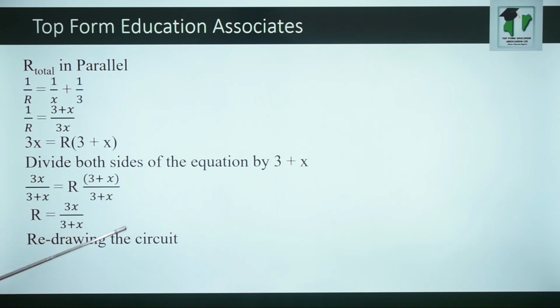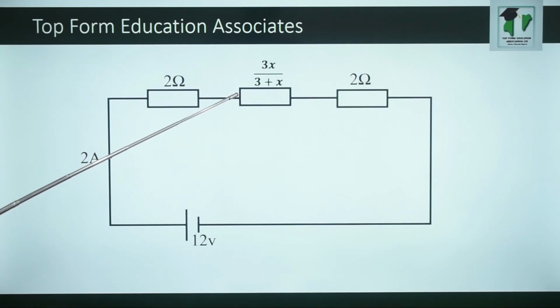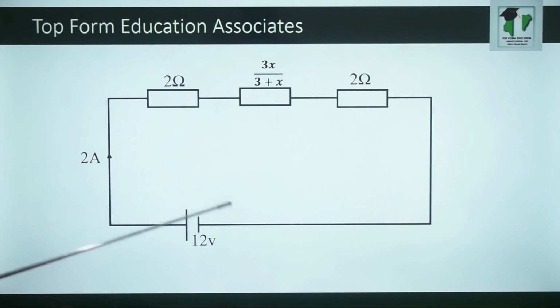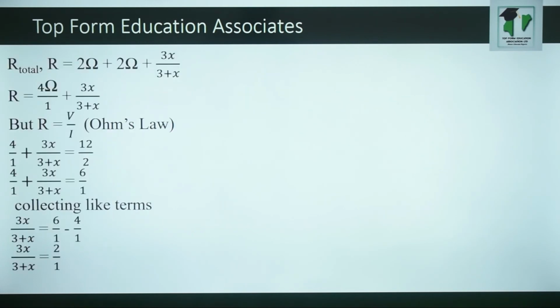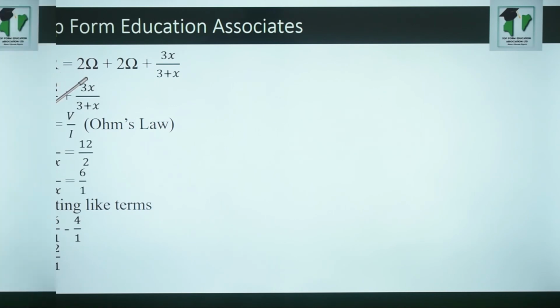Is that okay? That gives you now the R total in parallel. We want to now redraw the circuit to see how it will look. Now you have it as a single resistor, having resistance 3X over 3 plus X. Then how do you get the value of X ohm from here? So we have redrawn it and we'll have it all in series. Now I want to calculate R total in series. R total now will give you R equal to 2 ohms.